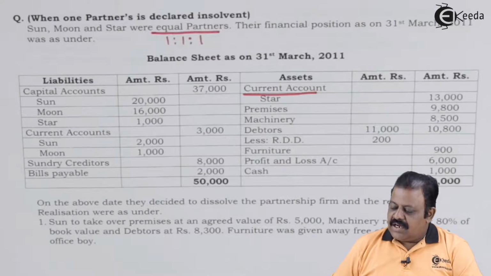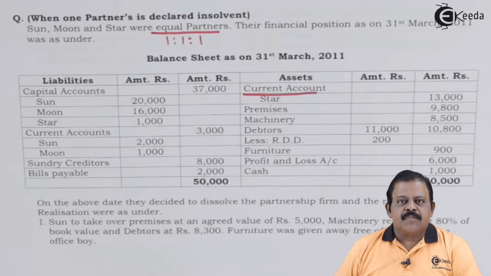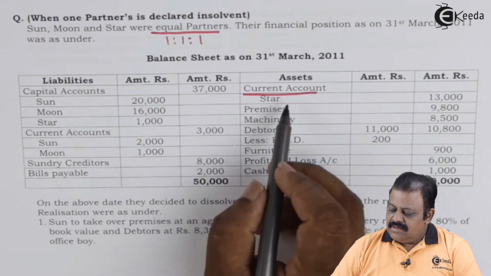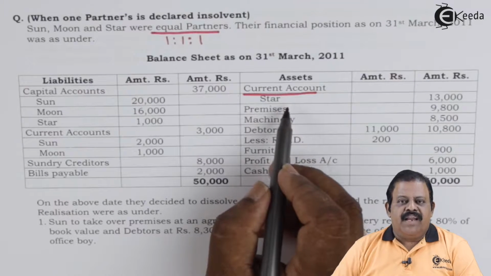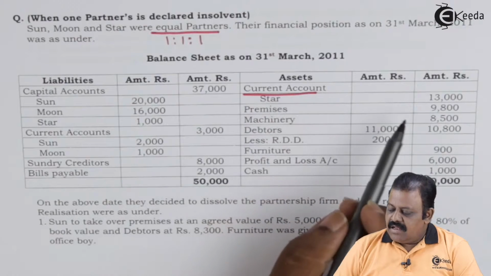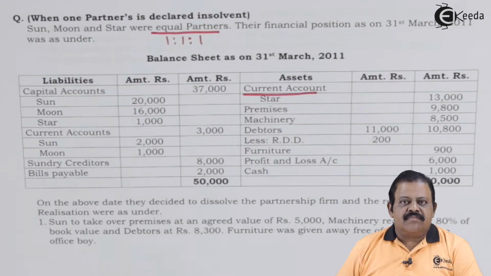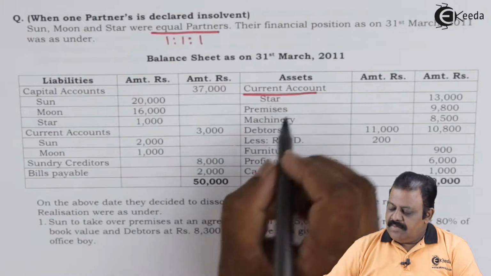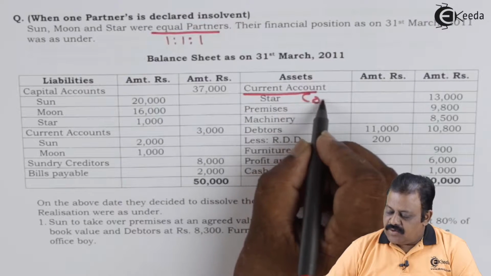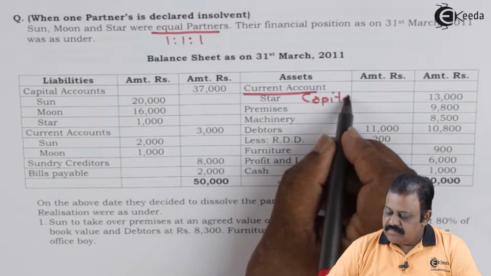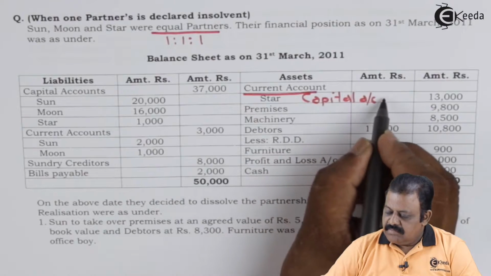Current account of Star 13,000. His current account is showing a debit balance. That means the amount receivable from him is rupees 13,000. This will be transferred to his capital account, debit side.